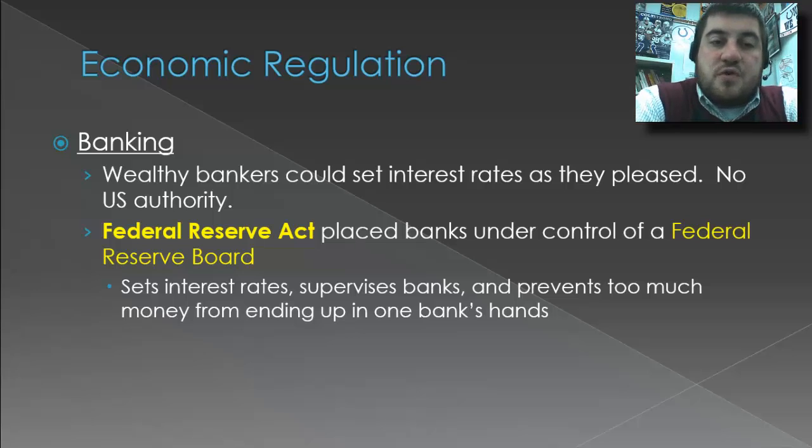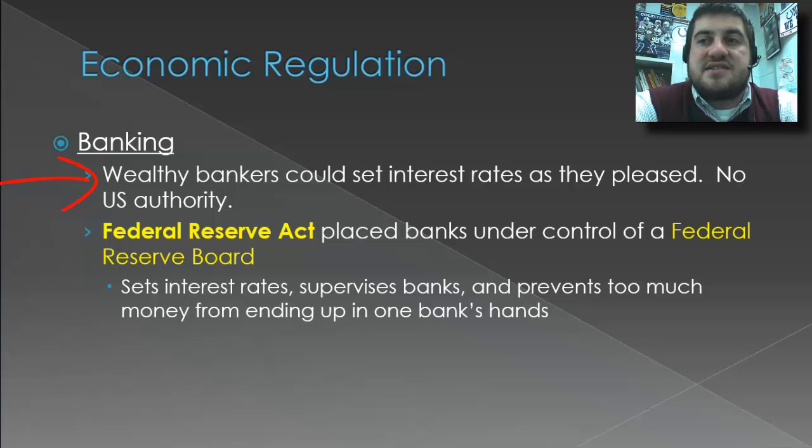Banking, the way it was before, wealthy bankers could set interest rates as they please. There was no regulation, and they did this to kind of help the businesses and hurt the farmers and the little guy. So Wilson and Congress pass what is called the Federal Reserve Act, which places banks under control of a Federal Reserve Board. And that is the way we have it today.